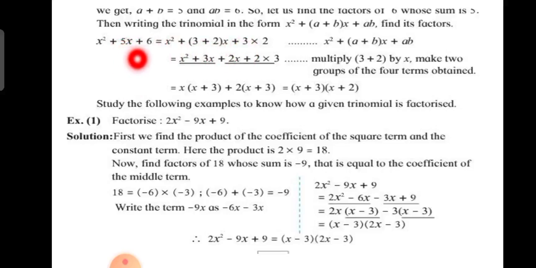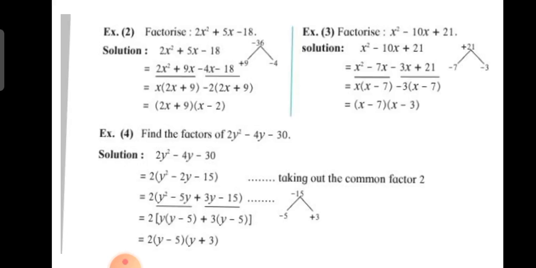So we will split 5x as 3x plus 2x. So x square plus 3x plus 2x plus 6. Here you will group the terms: x multiplied by x plus 3, plus 2 multiplied by x plus 3. And the factors are x plus 3 and x plus 2. In this way you can factorize.